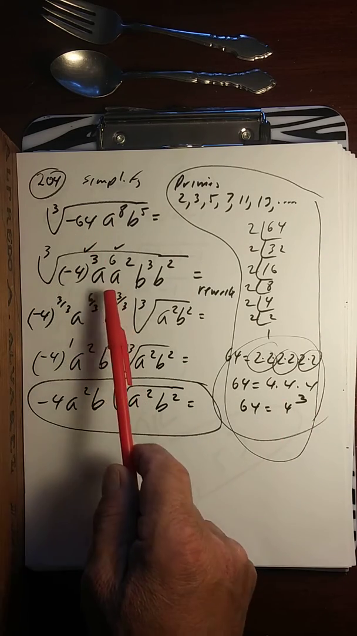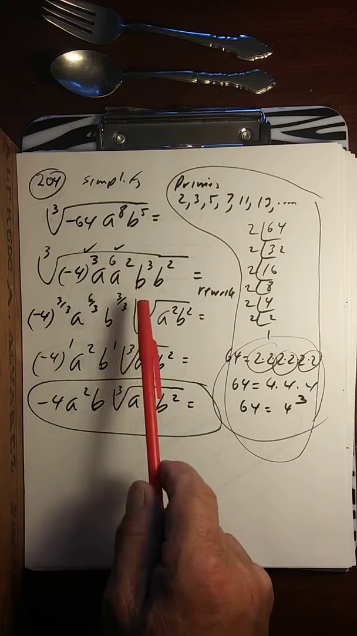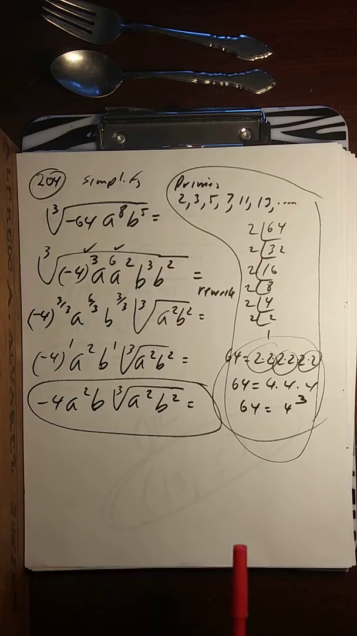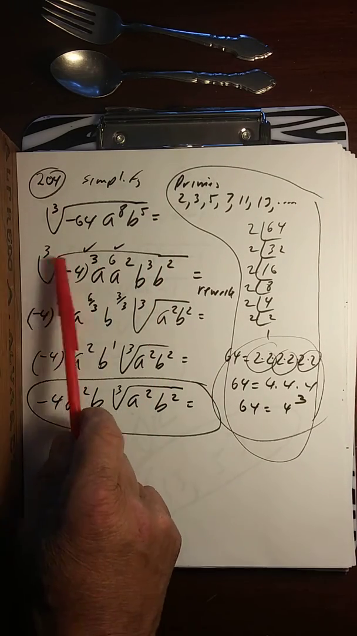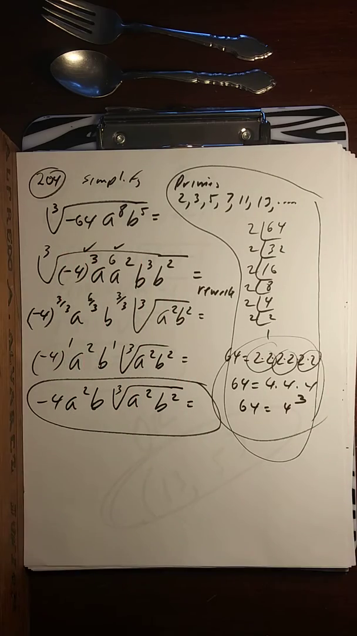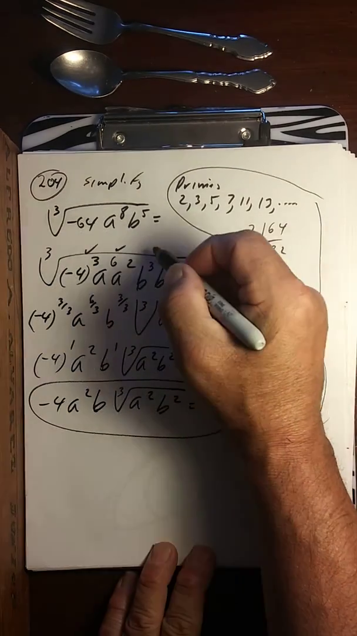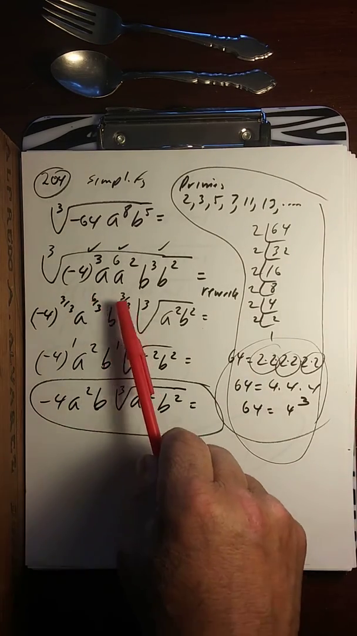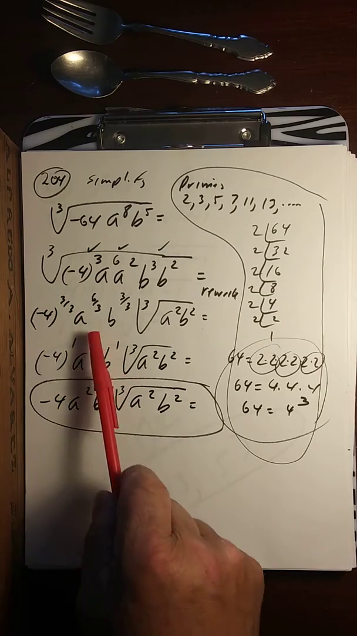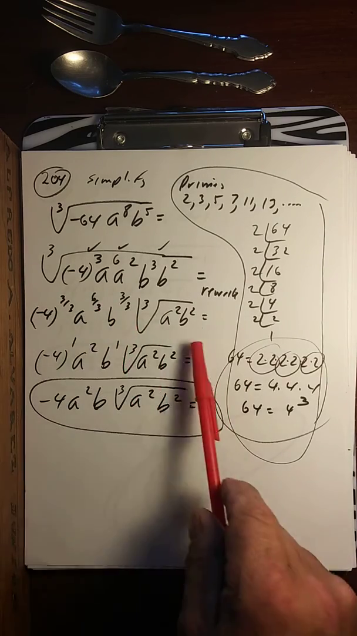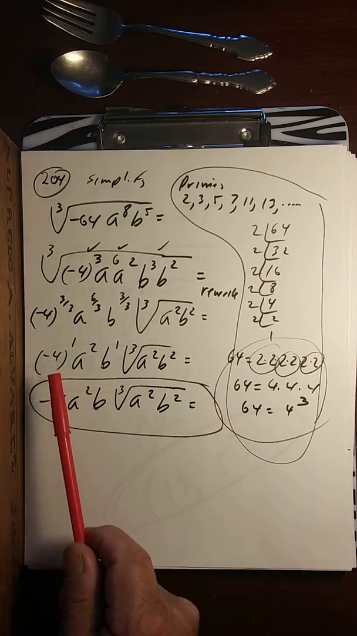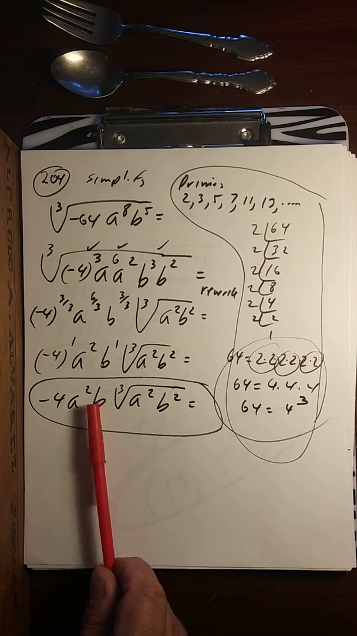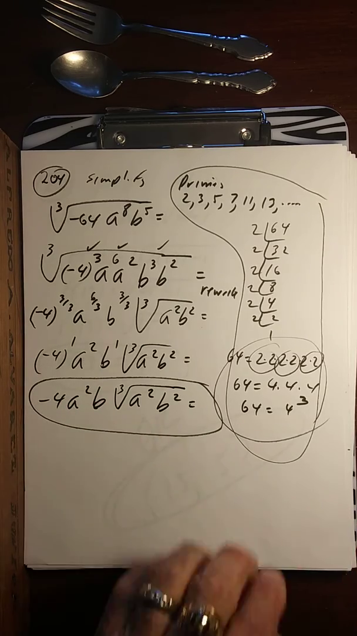So negative 4 to the 3 power, is that 64? Negative 64, yes. a to the 6, a to the 2, break it. b to the 3, b to the 2, break it. So now 3 divides this power, 3 divides that power. So now divide the 3s in there, that one, and that one. So we have negative 4 to the 3 over 3, a to the 6 over 3, b to the 3 over 3. That's going to be 1, and that's going to be 2, and that's going to be 1. Everything else stays in there. So that's going to be negative 4 a squared b, cube root of a squared b squared.